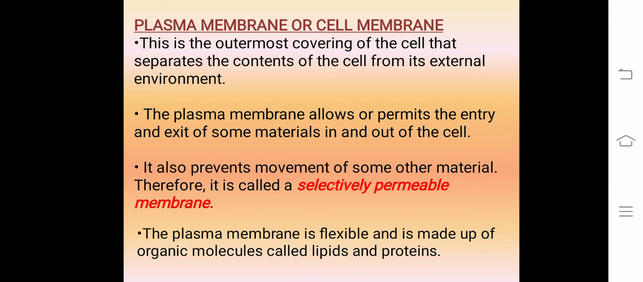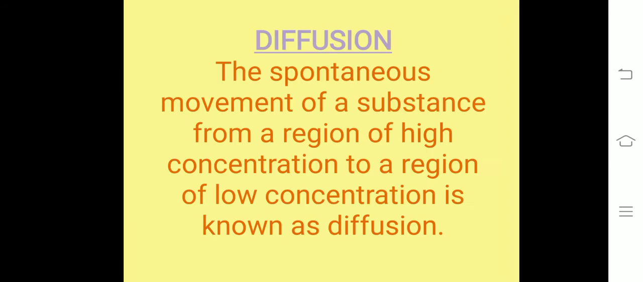Now, how does the movement of substances take place into the cell? How do substances move out of the cell? Some substances like carbon dioxide or oxygen can move across the cell membrane by a process called diffusion. Diffusion is the spontaneous movement of a substance from a region of high concentration to a region of low concentration.